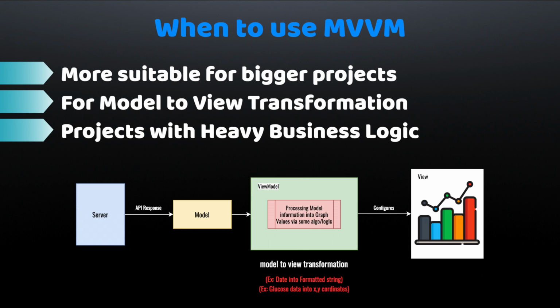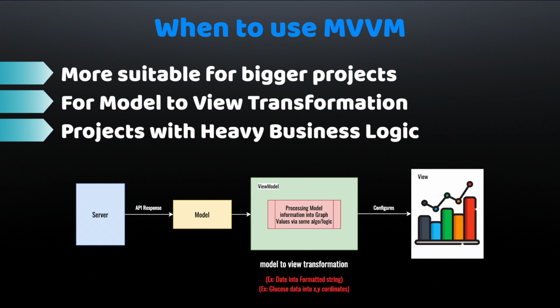So the second point is, always remember, if you need to perform model to view transformation, that means you need to convert your data into some specialized format before it gets displayed to the user, then use MVVM architecture.